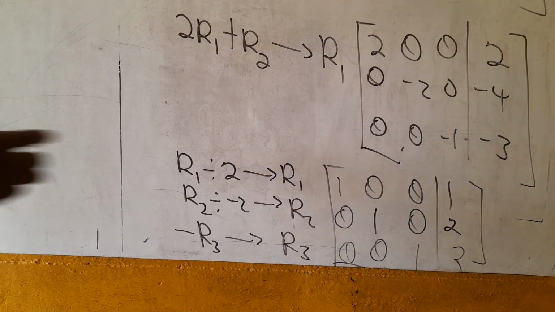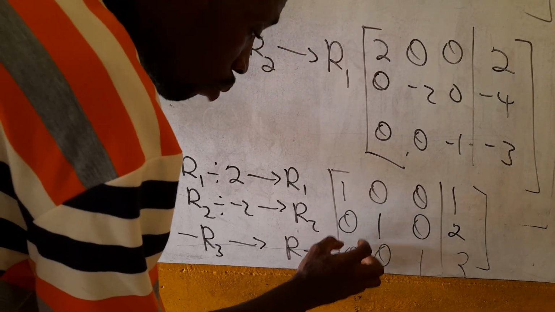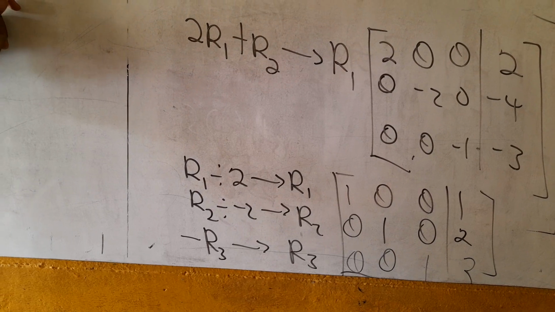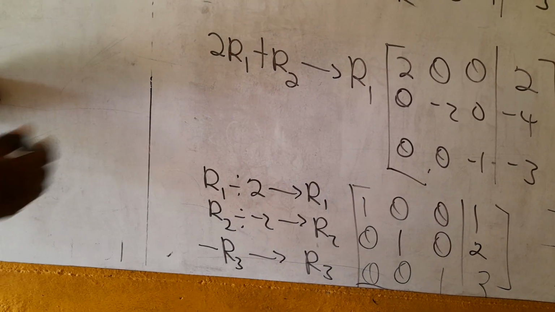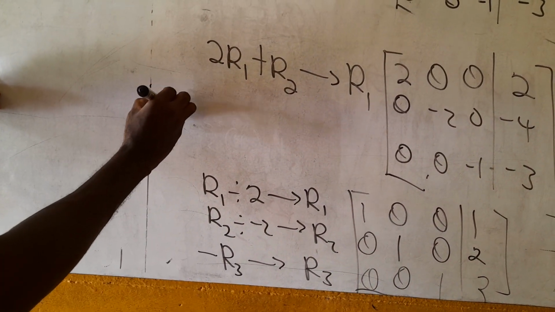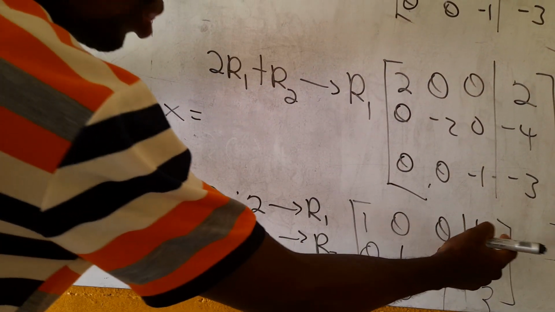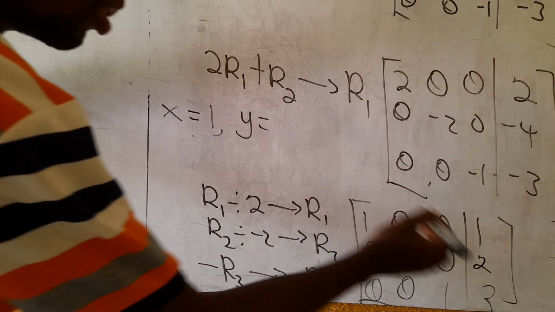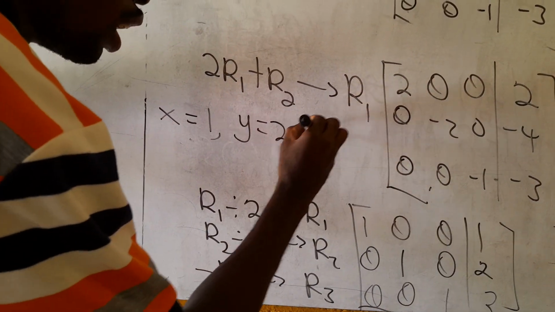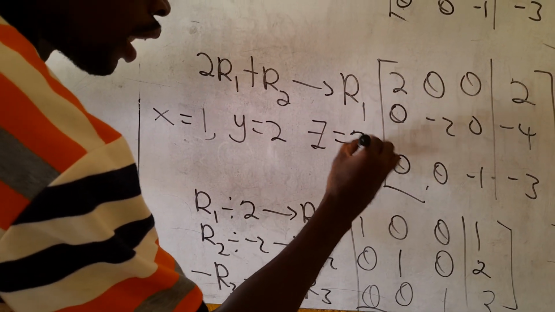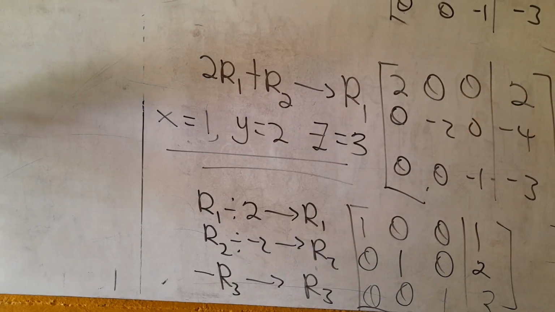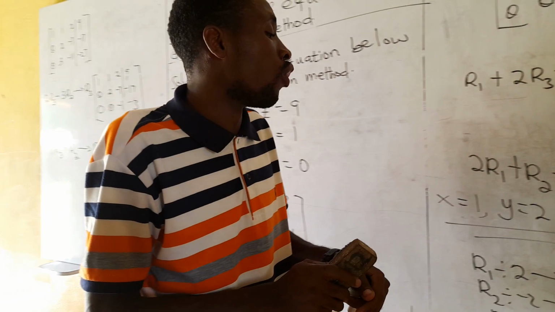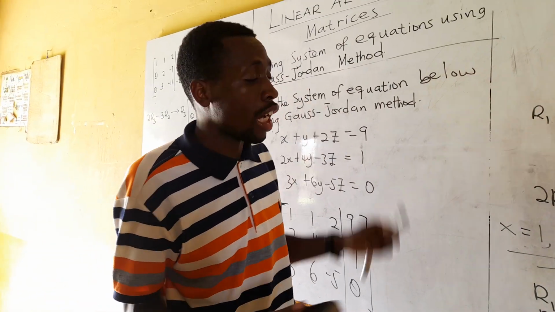So, we have succeeded in making all the entries below and above it 0, and all the entries in the leading diagonal as 1. So, we can conclude. Let me conclude here. So, our X is equal to 1. Our Y is equal to 2. And our Z is equal to 3. I hope you get that. Nothing like back solving. This is one good aspect of the Gauss Jordan method.